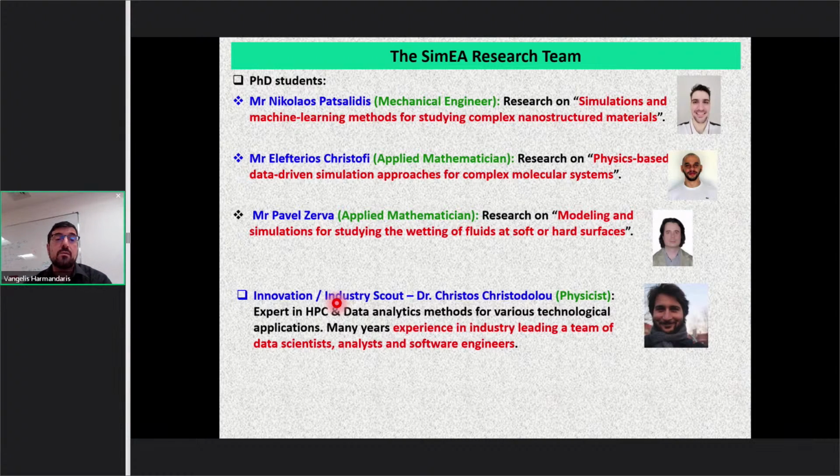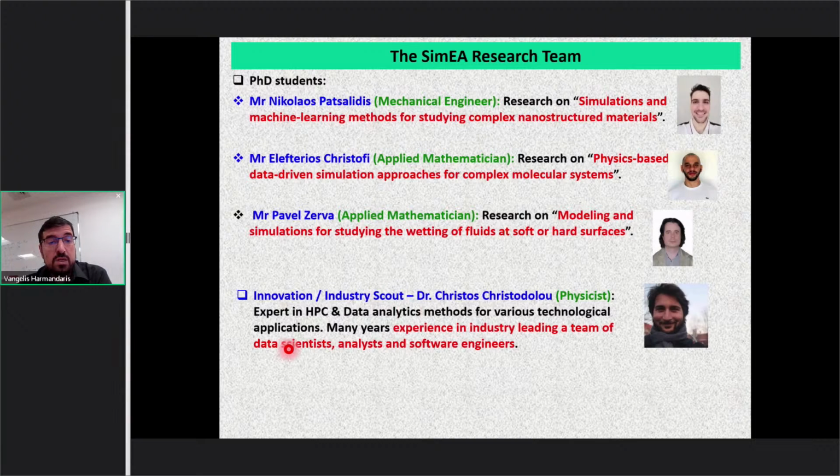The one is an innovation industry scout, Christos Christodoulou, a physicist with many years experience in industry, leading a team of, as you see here, a data scientist and a software engineer. His main task would be to contact the private or public sector as the innovation scout.